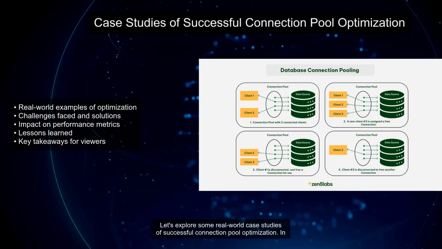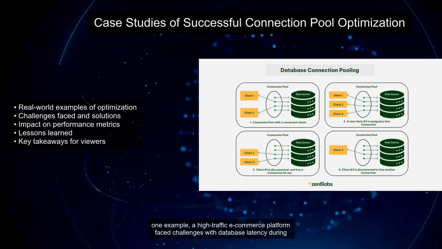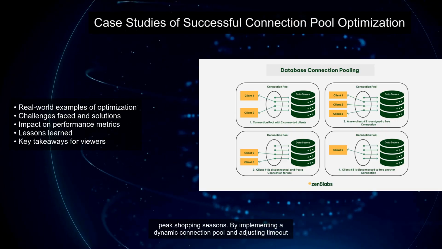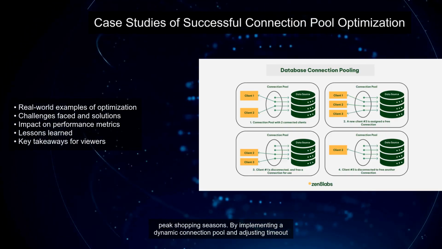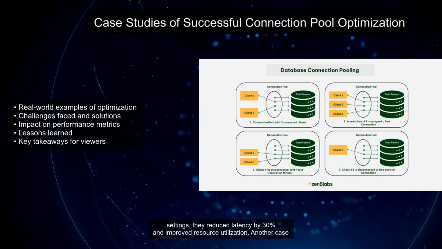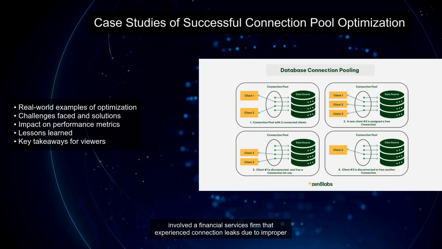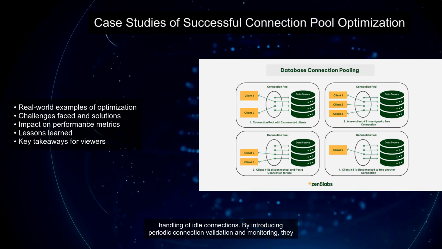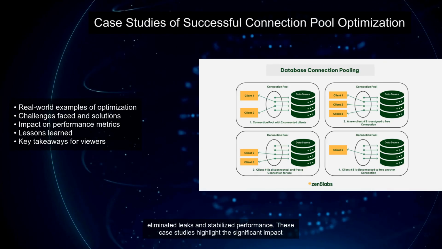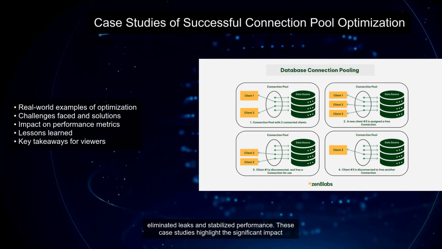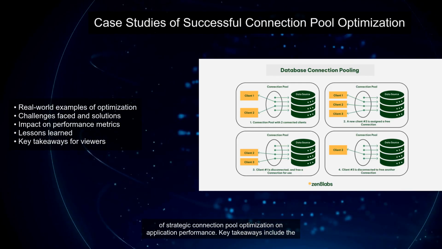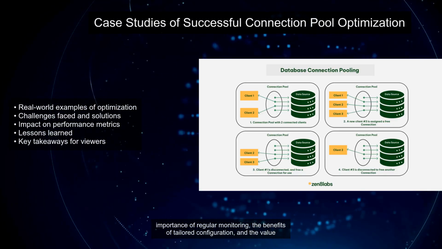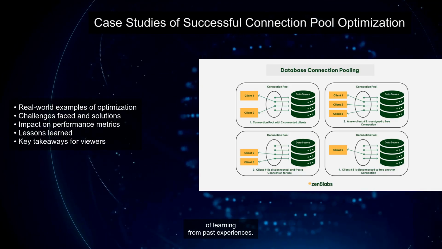Let's explore some real-world case studies of successful connection pool optimization. In one example, a high-traffic e-commerce platform faced challenges with database latency during peak shopping seasons. By implementing a dynamic connection pool and adjusting timeout settings, they reduced latency by 30% and improved resource utilization. Another case involved a financial services firm that experienced connection leaks due to improper handling of idle connections. By introducing periodic connection validation and monitoring, they eliminated leaks and stabilized performance. These case studies highlight the significant impact of strategic connection pool optimization on application performance. Key takeaways include the importance of regular monitoring, the benefits of tailored configuration, and the value of learning from past experiences.